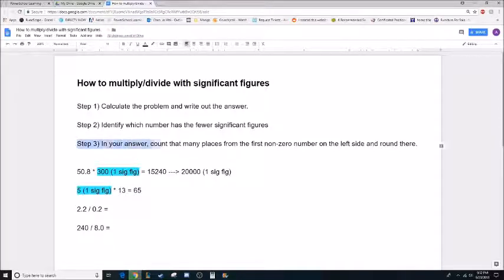So step 3, in your answer, count that many places from the first non-zero number on the left side and round there. So my answer is right here. I'm going to start counting from the left side again, and I'm going to count 1 sig fig, one number over. So 1 number over is right here. So that means I'm going to round right here. And since this is a 5, that means my 65 will be rounding up to a 70.